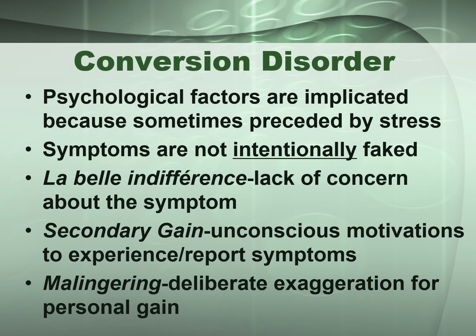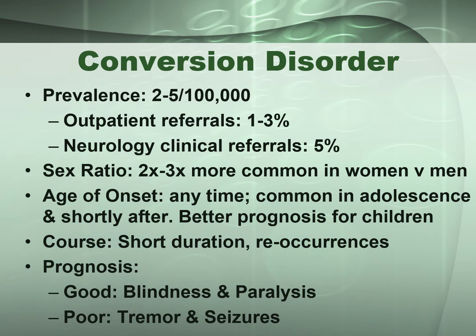And we would also expect for prognosis that there's going to be sudden starts, then sudden stops, and that this is going to recur frequently throughout their lifetime. Thankfully, conversion disorder is very, very rare. Only 2 up to 5 cases occur out of every 100,000 people. It's higher when you look at outpatient referral clinics, 1 to 3%. And of course, because they're being screened, they often appear to have a neurological condition. Neurology clinical referrals have much higher cases. It can be up to 5% of their cases are actually conversion disorder.